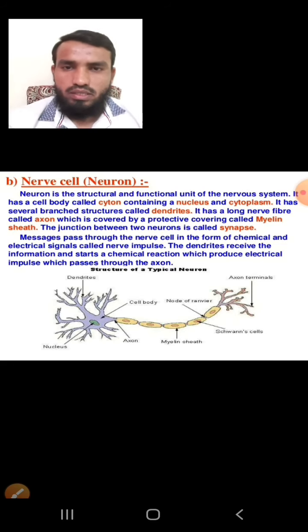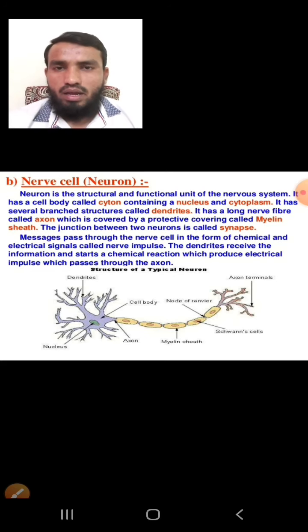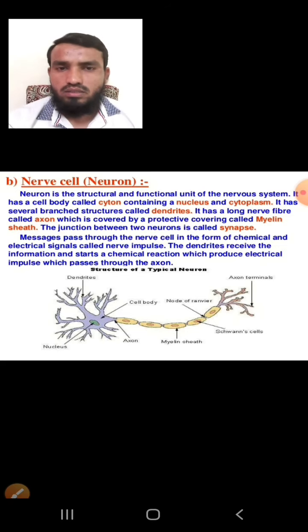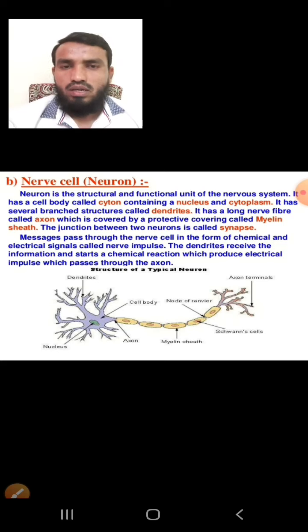So what is it actually? The neuron is the structural and functional unit of the nervous system. As we say, a cell is the structural and functional unit of the body, like that we can give the definition of the neuron. The neuron is the structural and functional unit of the nervous system, because a number of neurons make the nervous system or nerves, and each and every neuron is working. That is why it is called the functional unit and also the structural unit, because it makes the structure of our nervous system. So it has a cell body.